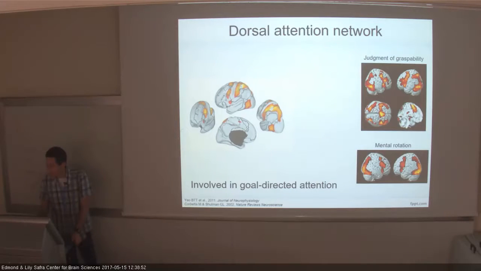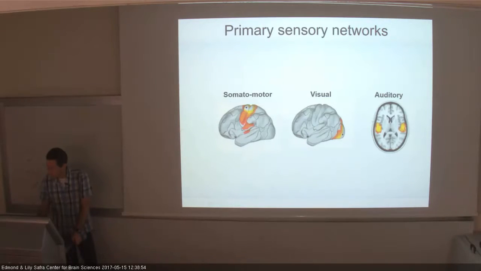The black circle is the seed. Here, yes. Functional connectivity. Yeah, this is functional connectivity. We didn't talk about it yet.